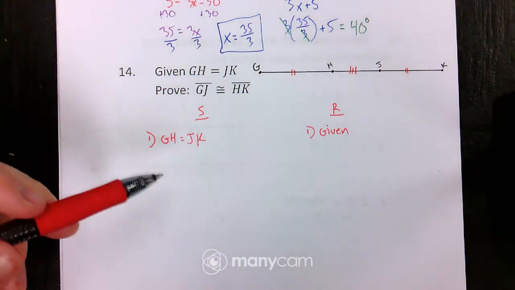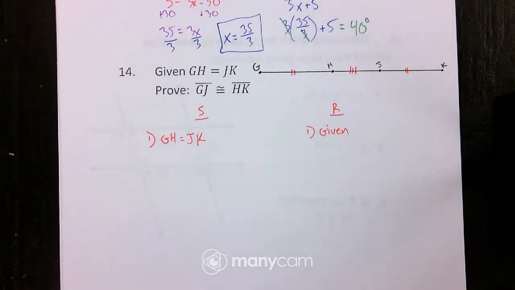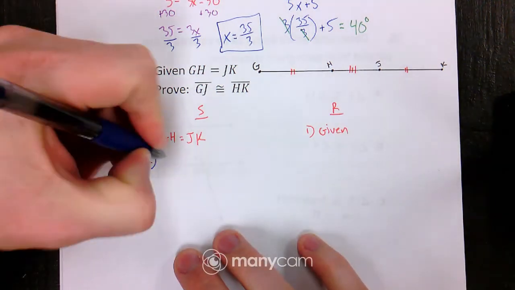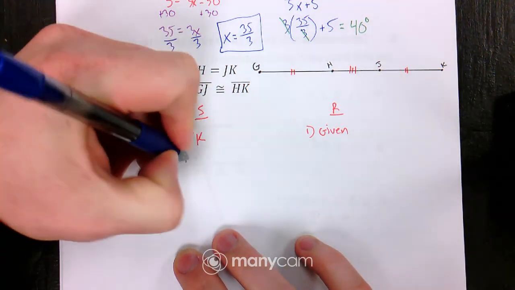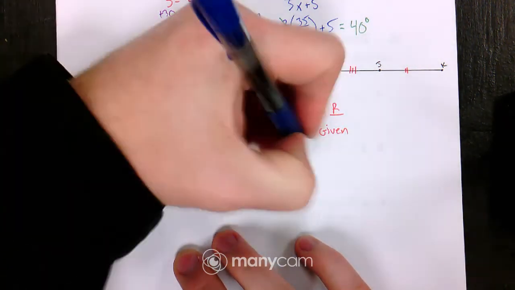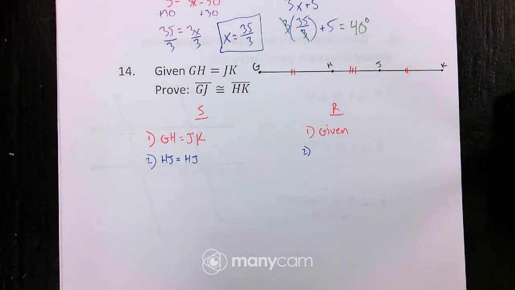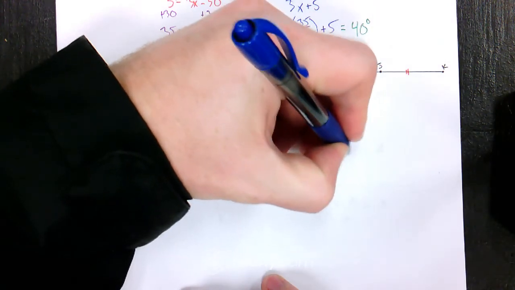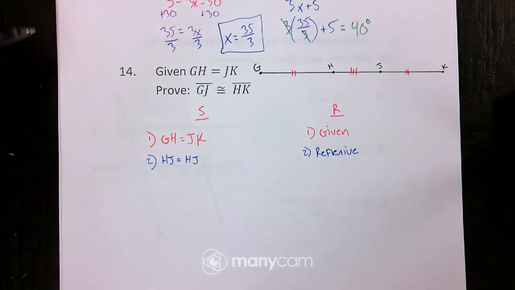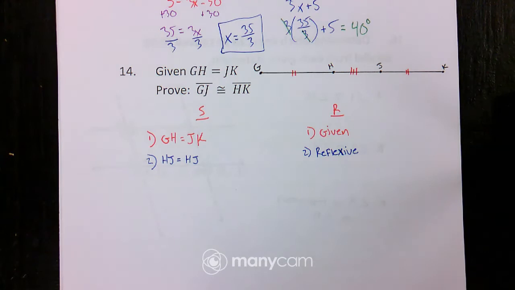Now, like I said, HJ tells me something, and this is where it gets a little more outside the box thinking. HJ equals HJ. What's that called? What property is that? Reflexive. Alright. I don't necessarily know if you have to put that in there, but it's helpful to be able to identify that.